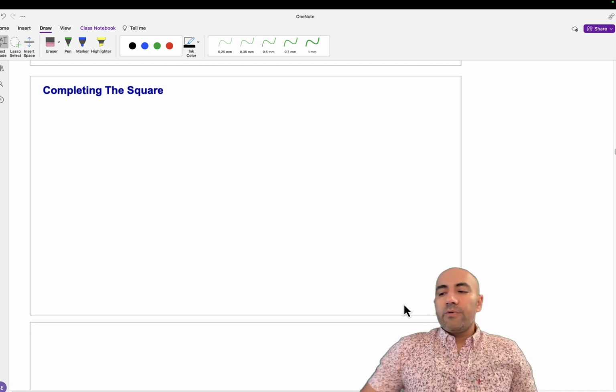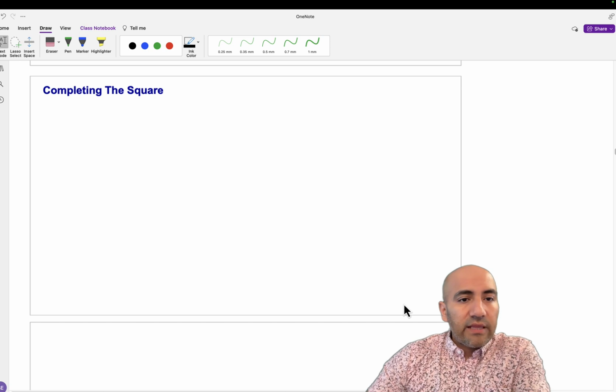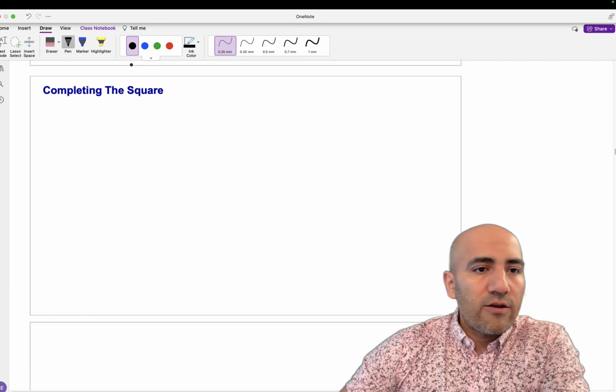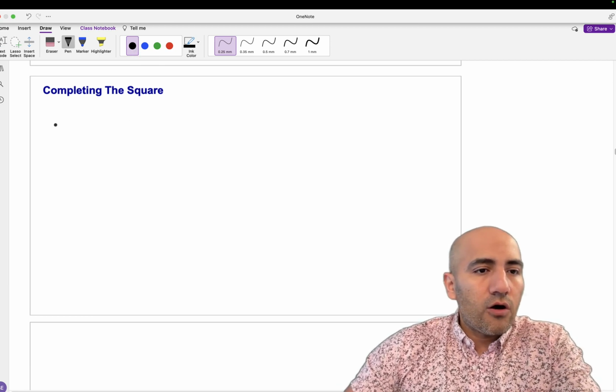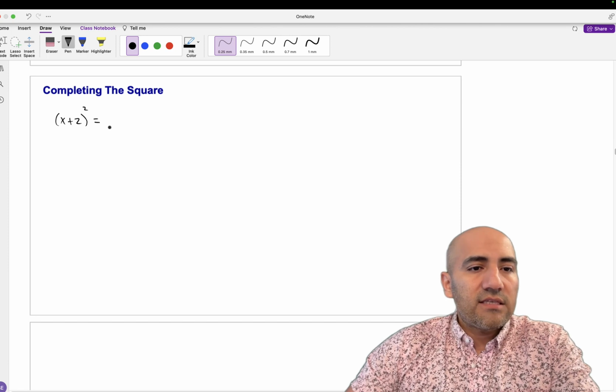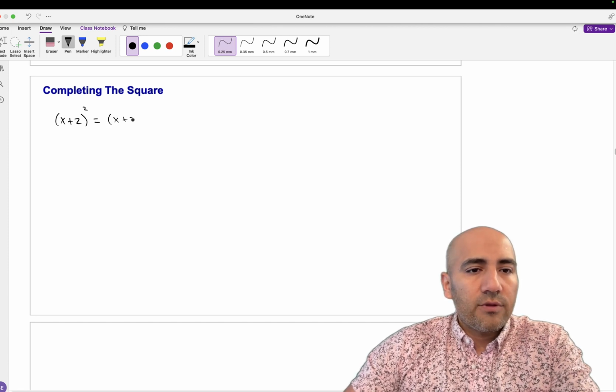So, completing the square. What do we mean by completing the square? In order to explain completing the square, I'm going to refresh your memory on some perfect square binomials. If you recall, if we multiplied x plus 2 squared, then this is the same thing as x plus 2 times x plus 2. And then we can FOIL. And so we end up with x squared plus 4x plus 4, right?